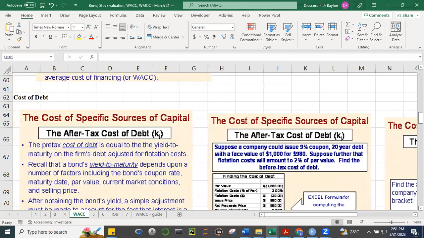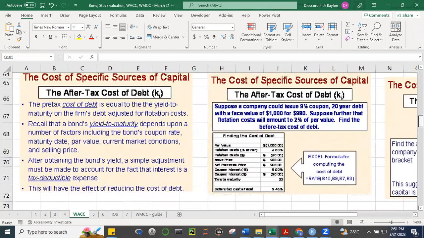Let's take a look at this example. Suppose a company issues a 9% coupon, 20-year debt with a face value of 1,980. So this is a bond selling at a discount, right? Suppose further that the flotation costs amount to 2% of par value. Find the before tax cost of debt. We're going to have an exercise on this, but I'm sure you'll know how to solve this because it's just the rate function.